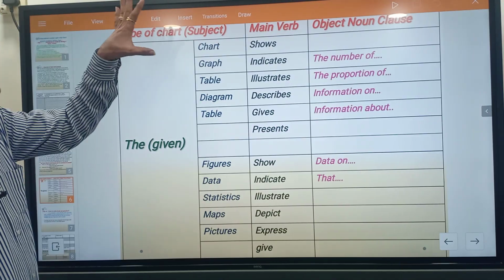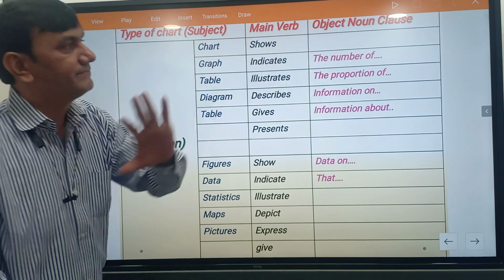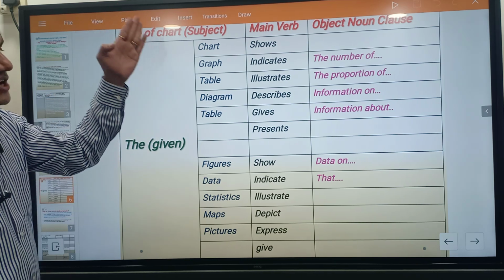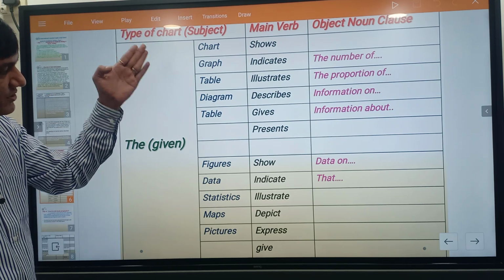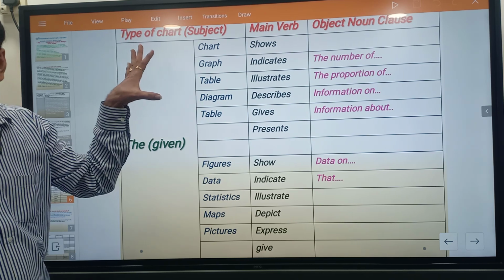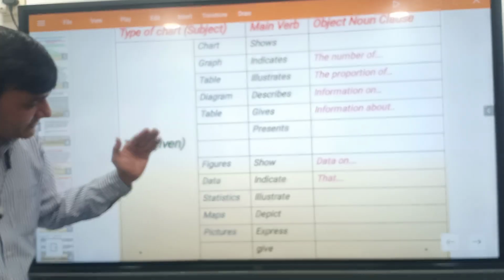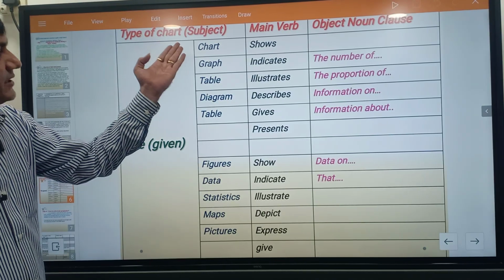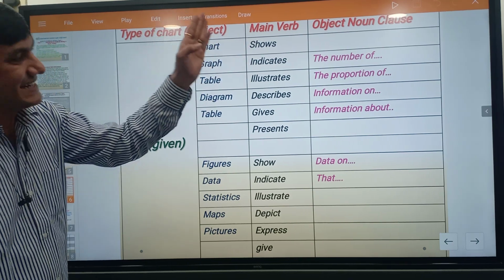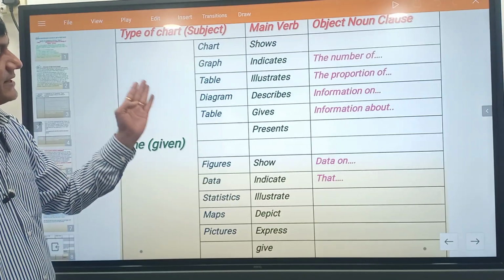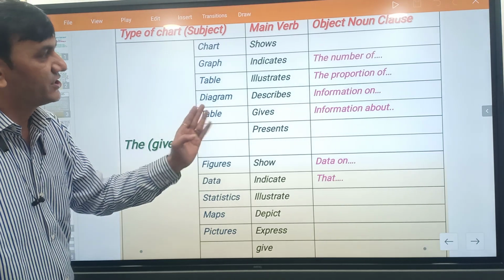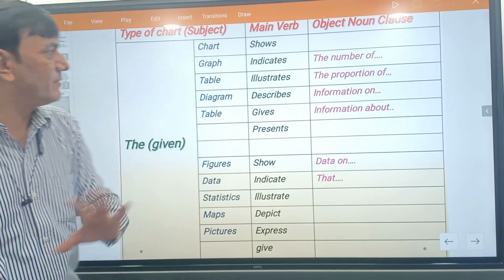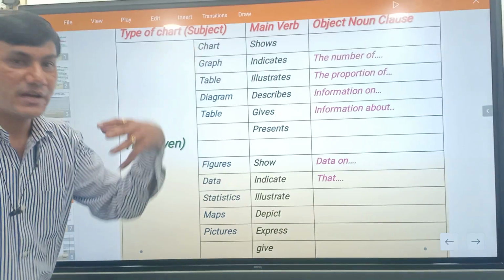First type of chart, that means subject, main verb and object, noun clause. Now in the subject you can write the given chart, graph, table, diagram, or table according to the graph. Then in plural, figures, data, statistics, maps or pictures. If it is singular, then you can write the chart shows, graph indicates, table illustrates, diagram describes, table gives or presents. You can use any verb, but you don't copy from the question. Keep in mind this. For example, the chart shows, then you can write different words.